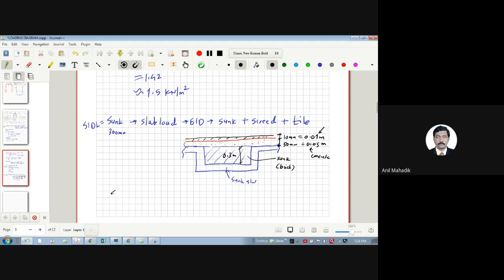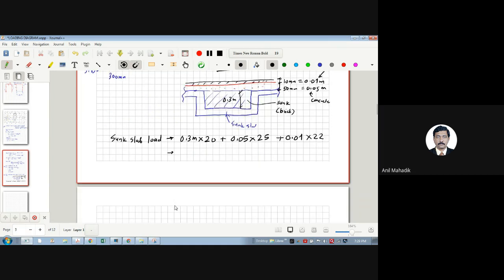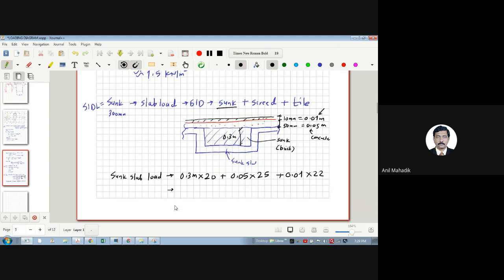So what is the sunk slab load? Sunk load will be 0.3 meters into the density of brick, let's say 20, plus screed 0.05 into 25, the density of screed, plus 0.01 tile into 22. So how much will it come? Last time, we only have to add 6. So the total is 7.47, so 7.5 kilonewton per square meter is the sunk slab load.